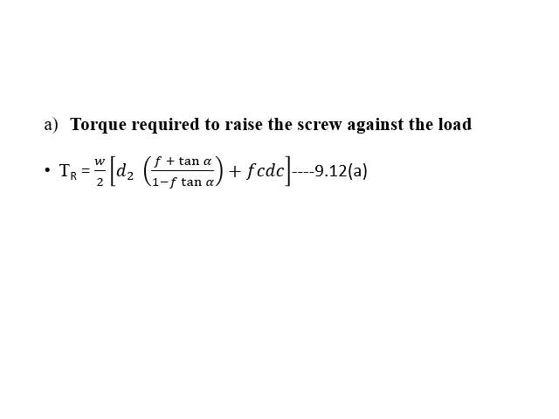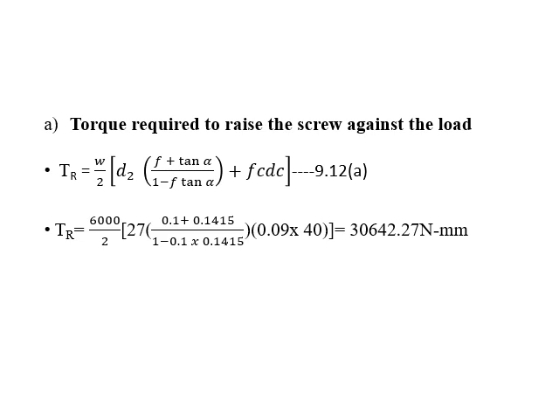Now look at the equation for the torque required to raise the screw against the load. Here TR is equal to W by 2 into D2 times f plus tan alpha divided by 1 minus f into tan alpha, plus fc Dc. You can get this equation in your data handbook with equation number 9.12a in our Balvi textbook, I mean the design data handbook. And if you substitute all the values accordingly, then you get 30,642.27 Newton meter.